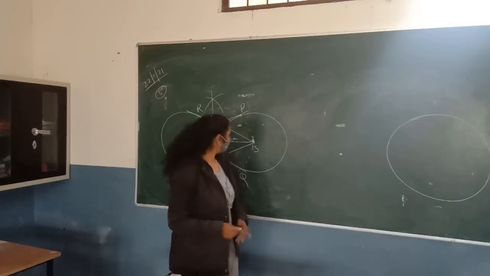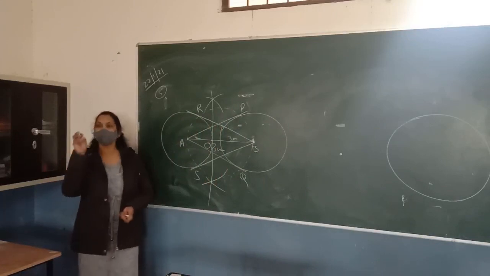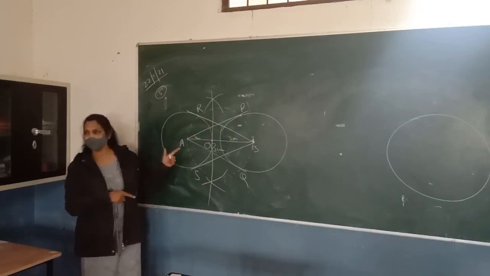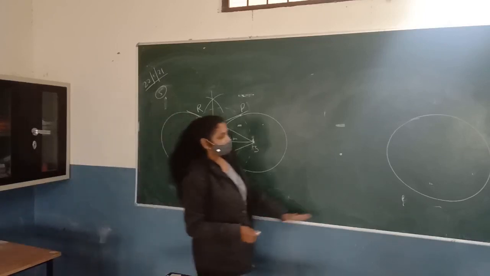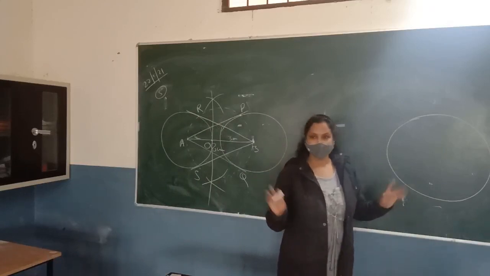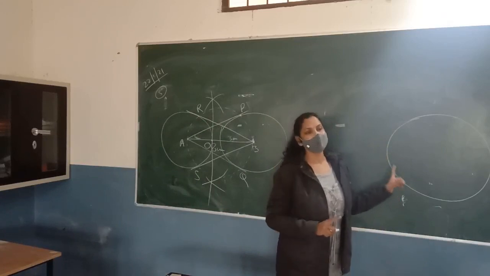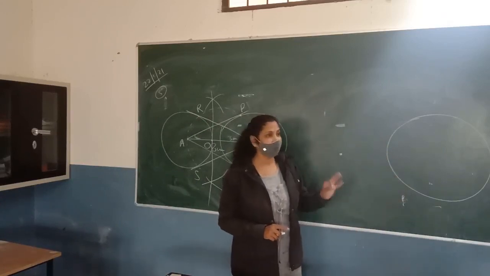For any question, you know that if you want to draw the tangent, you should know where the center of the circle is. By finding the center of the circle, we can easily draw the tangent to the circle. Since we don't know the center of the circle in this question, first we will find it. What is the method to find the center of the circle? How can we find the center of the circle?